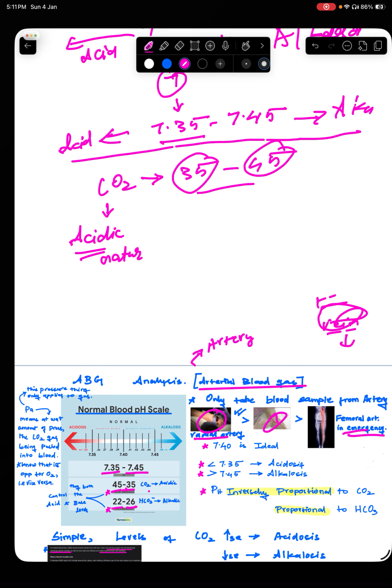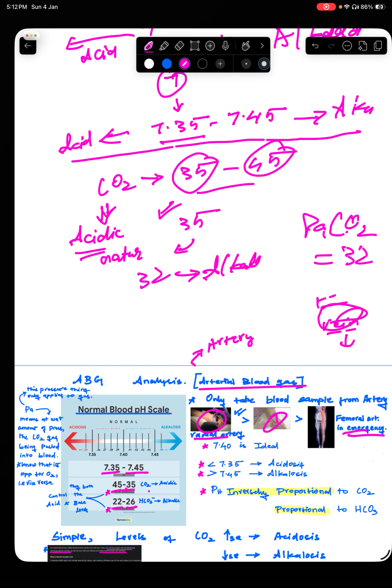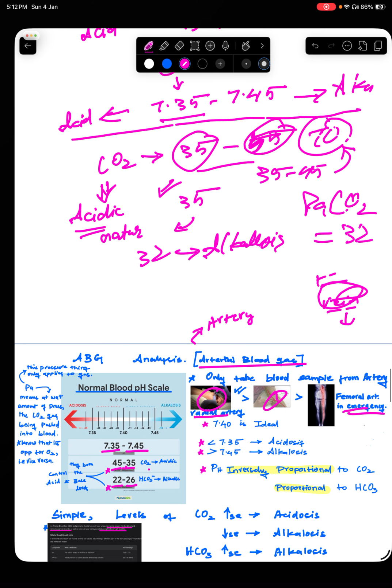Here, if 35 becomes 32, let's say they have given PaCO2 equal to 32, what does it mean? Since CO2 is acidic in nature, if the value decreases, then it's actually alkalosis. For another example, let's say CO2 is 70. What is the normal value? 35 to 45. 70 is a higher CO2 level. CO2 is acidic in nature, so more CO2 means acidosis.